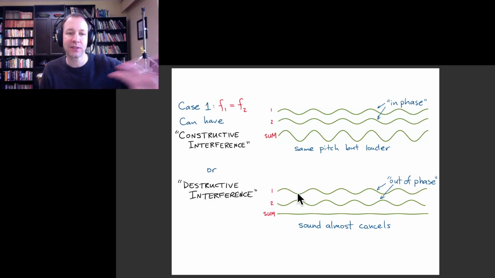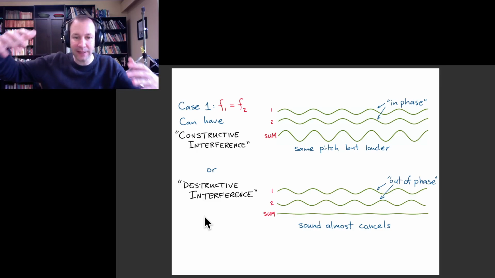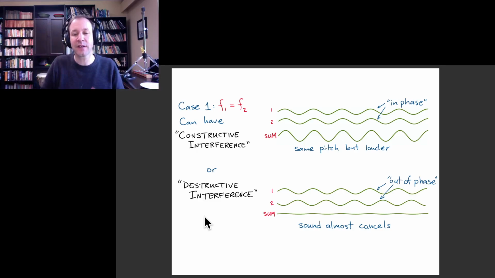And so the physics jargon that we use for these two cases is that in one case you get constructive interference, the sounds add up to a bigger sound. In the other case, you have destructive interference, where even though you have two different sounds playing with the same frequency and the same amplitude, the combination of them gives you something with a smaller amplitude. And in a perfect situation, that could even be going down to 0.